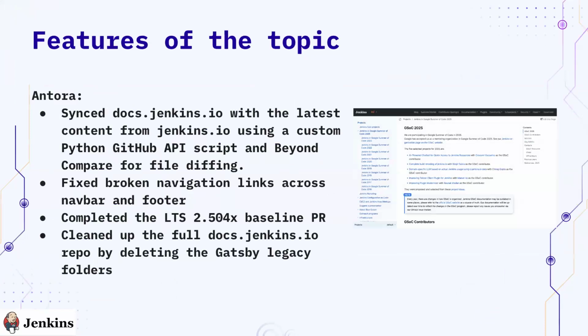Okay, now let's talk about the milestones, what we have actually achieved till now. On the Antora side, we have synced the docs Jenkins.io repo with the latest content from Jenkins.io, using a custom Python GitHub API script to get the commits from the last one year up to the June 2025 LTS. Also, we have fixed some broken links and navigation links across the navbar and footer. And we have completed a massive PR which has a whole bunch of changes for the LTS 2.504.x baseline.